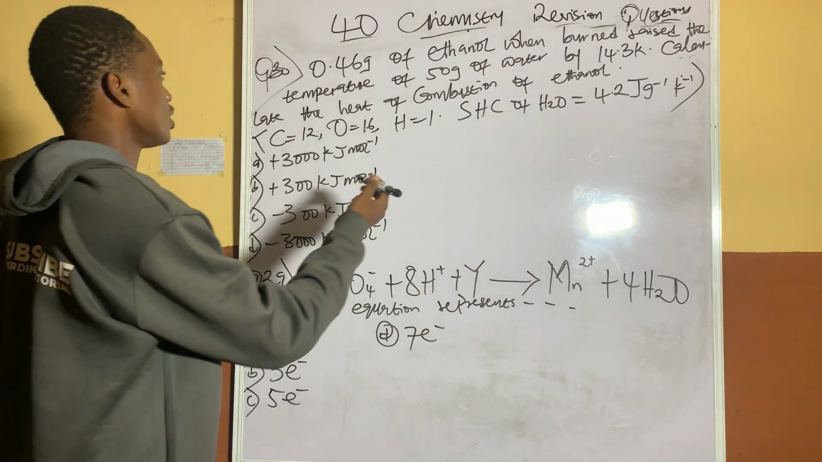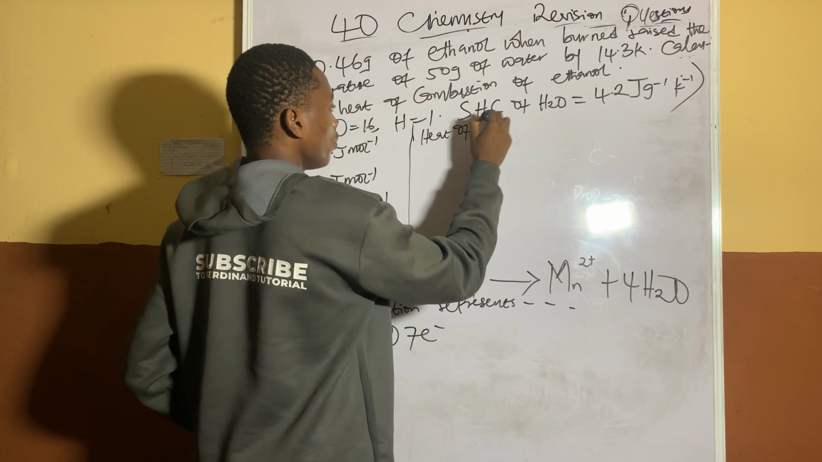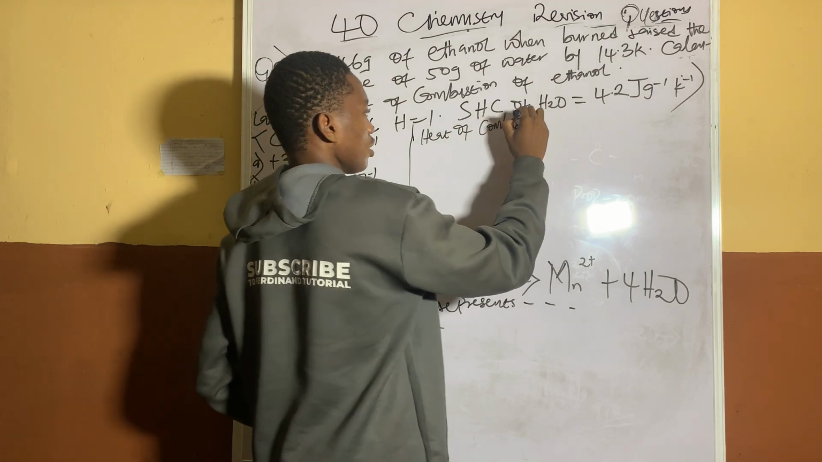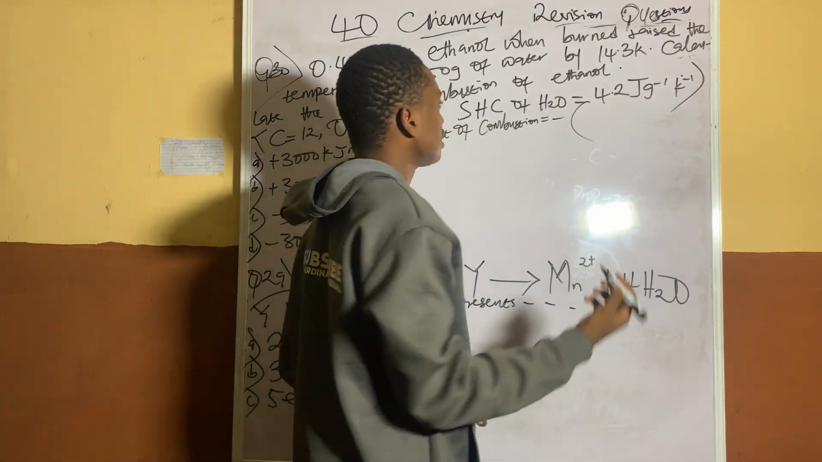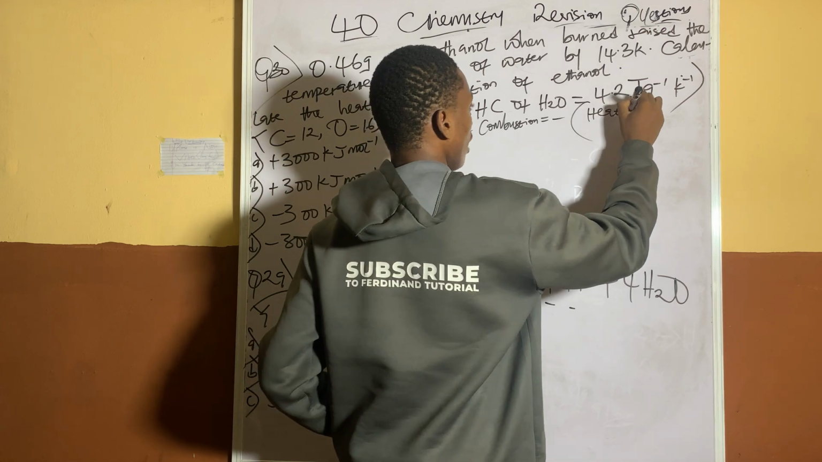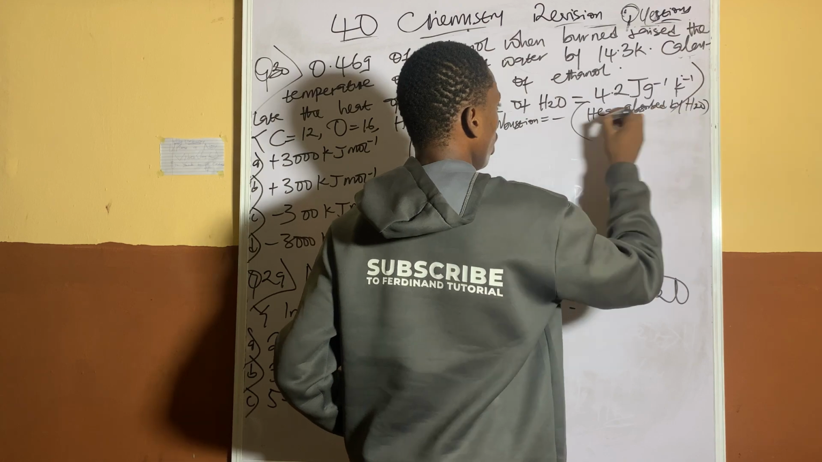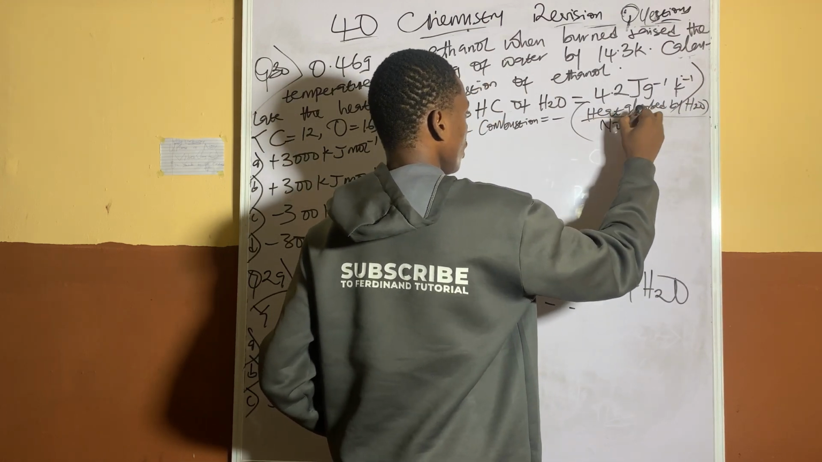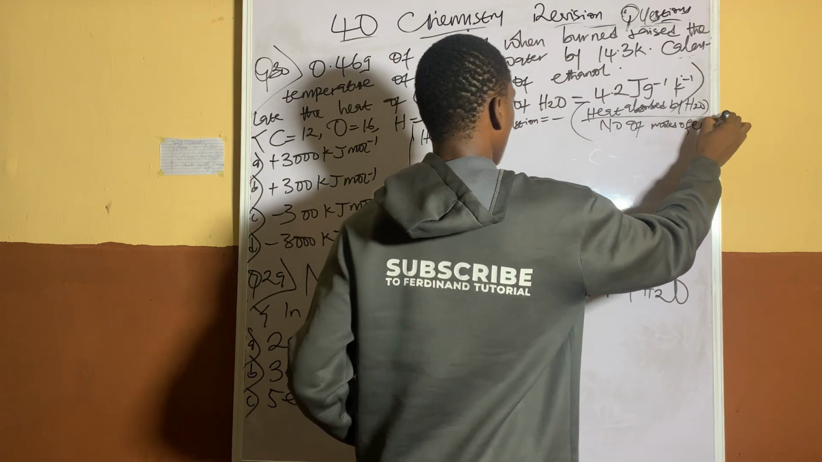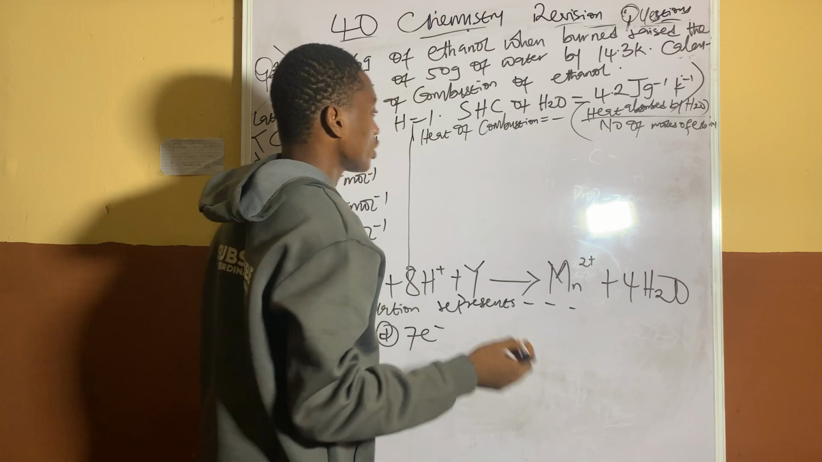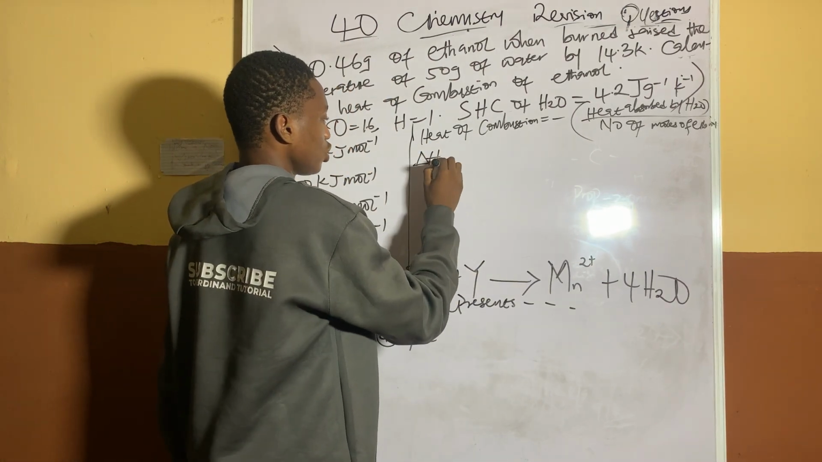So, to calculate the heat of combustion, I would say heat of combustion is equal to the negative value of heat absorbed by water, all over the number of moles of ethanol. Anything I get must be negative. So let's calculate first of all the heat absorbed by water. Let's use change in H as heat absorbed by water.